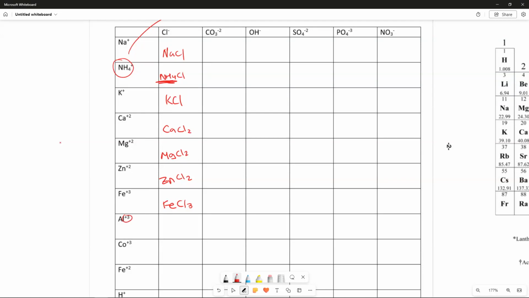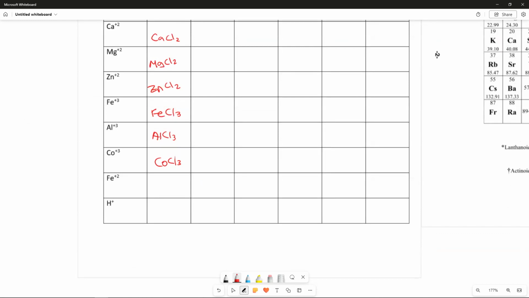Same deal here, 3 plus, and we only have a 1 minus on chlorine, so for every 1 aluminum, we're going to have 3 chlorines. Same deal here with cobalt, 3 plus, and our chlorine's only 1 minus, so we're going to have CoCl3. Alright, this time Fe2, a different charge on our iron. So for every 1 iron with a 2 plus charge, we're going to have 2 chlorines with a 1 minus charge. So FeCl2.